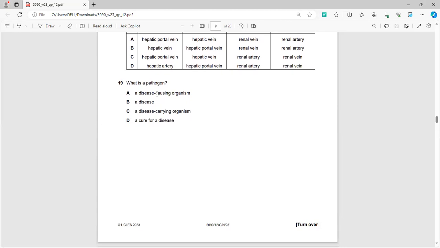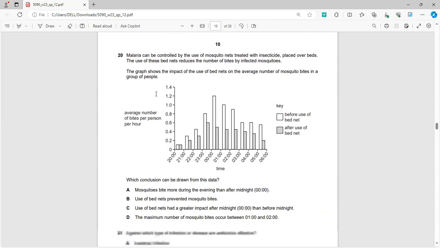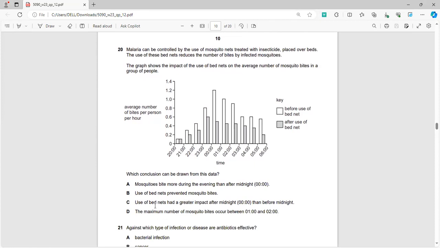What is a pathogen? A pathogen is a disease-causing organism. Now, in question number 20, the best answer will be the one that asks which conclusion can be drawn from this data. With the use of reasoning, even without looking at the data, if you just read the statements properly, you can easily rule out the most incorrect statement. So, the use of bed nets prevented mosquito bites. Immediately you can see that this is a correct statement, and C is a correct statement as well. However, between these two statements, since they've given us the data, they wouldn't have given it for no reason, so we have to use the data as well.